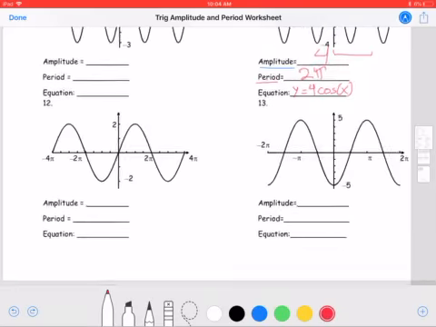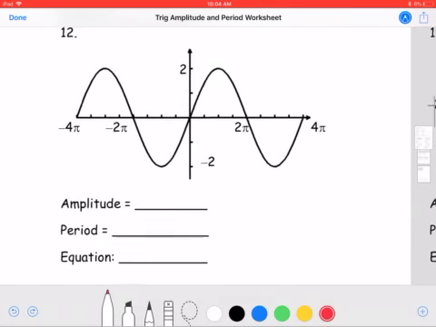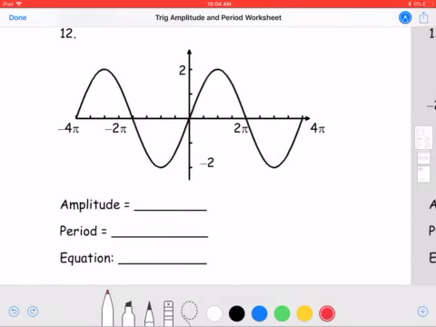Let's see if we can get this sine one. So I know that this is sine specifically because it's starting right at 0. So we definitely want to make sure that this is a sine function. Our amplitude here is from 0 to 2, so it's definitely an amplitude of 2. It takes how long to complete a full period?